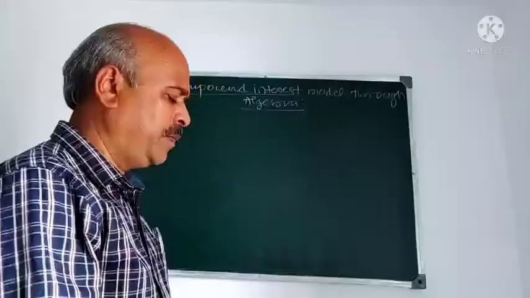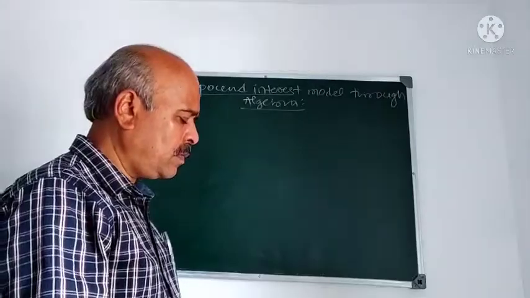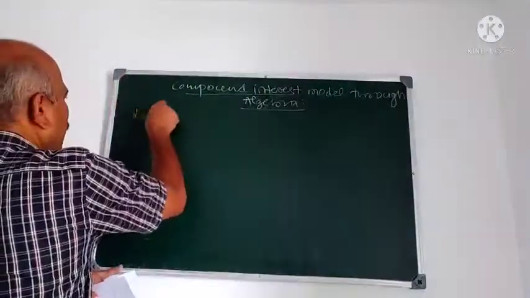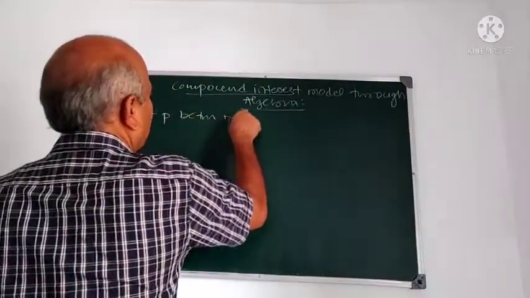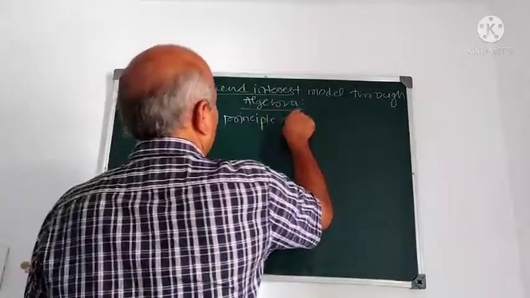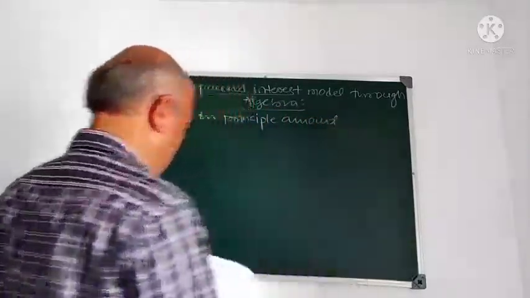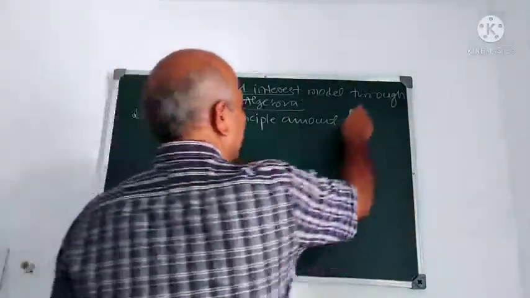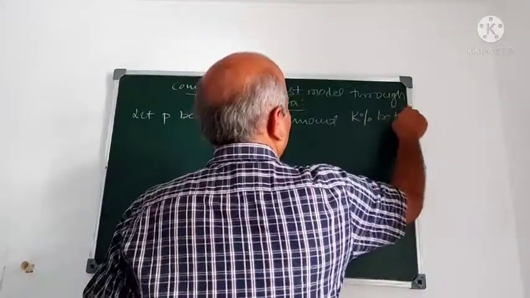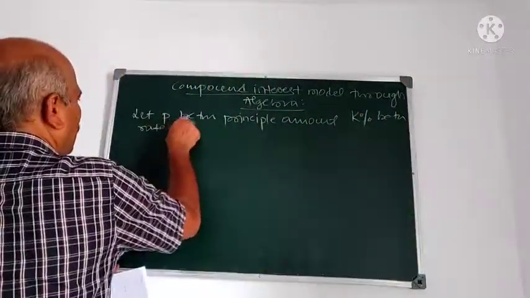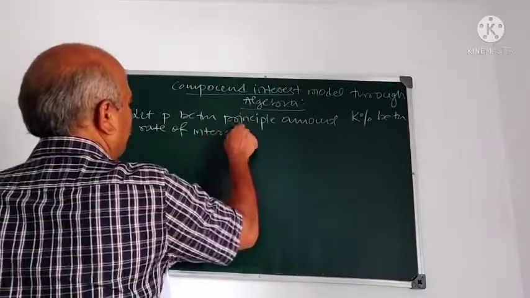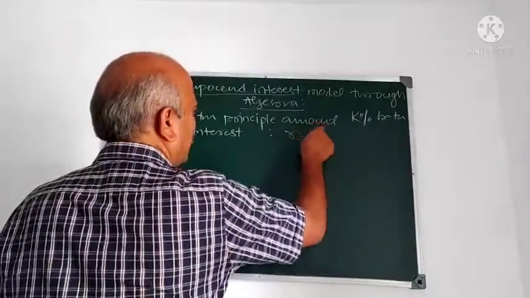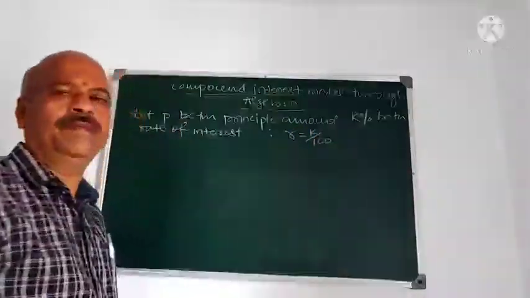Say the first step is, suppose P is the principal amount. Let P be the principal amount. What do you mean by principal amount? That is the working capital you can take. K% be the rate of interest. Therefore, we take the rate of interest as R. R is equal to K by 100.